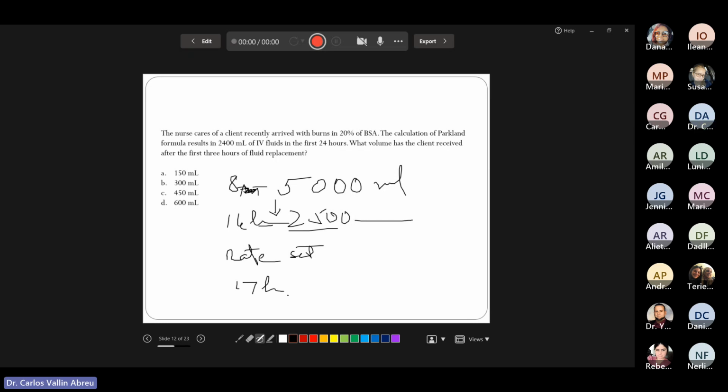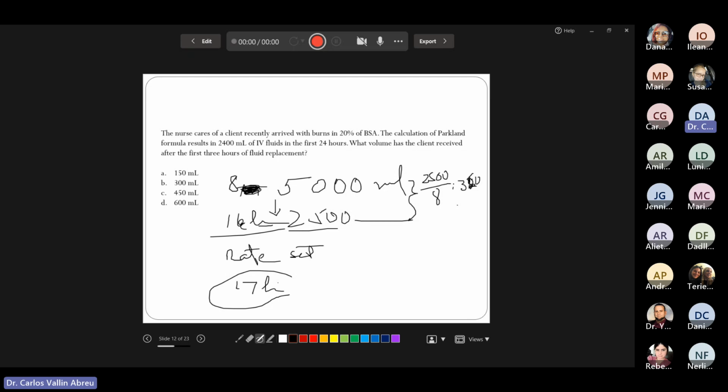at 17 hours. So 17 hours is after 16, yes, because if you have the burn at 8 using military hours, 8 plus 8, 16. So in this interval, the client will be receiving 2,500 divided by 8. How much is it? 350? No, 325.